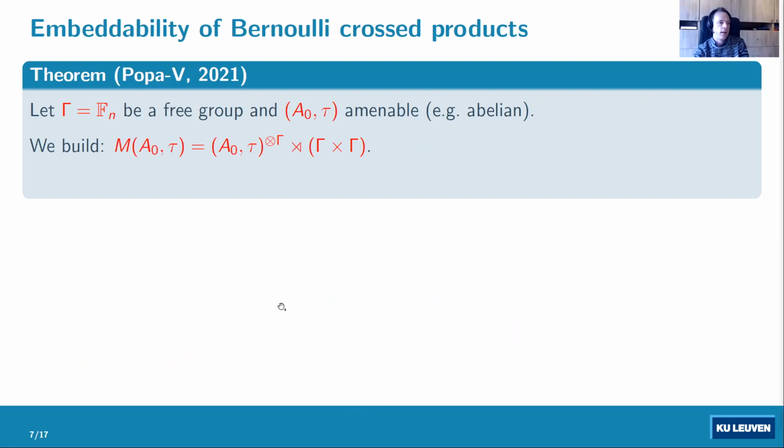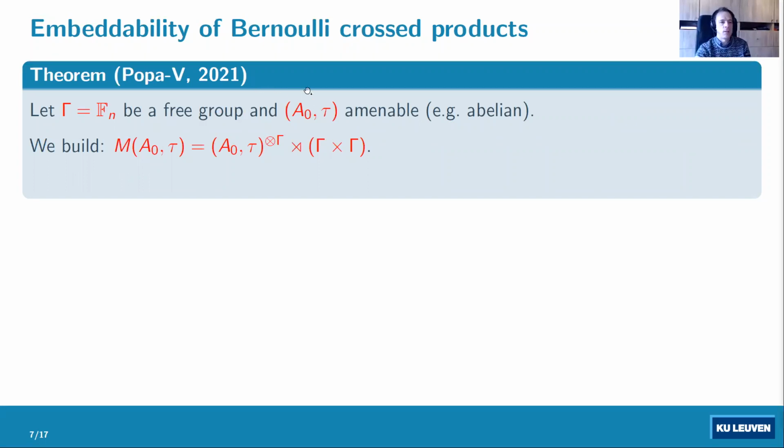It uses so-called left-right Bernoulli crossed products. So here is the construction. You take a group like the free group. There is some liberty in the group to take, but let's take the free group. And take any amenable von Neumann algebra with a trace. In a minute, we will take it two-dimensional, or you take 2x2 matrices.